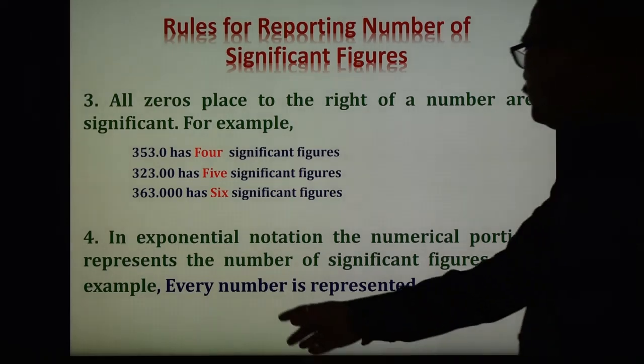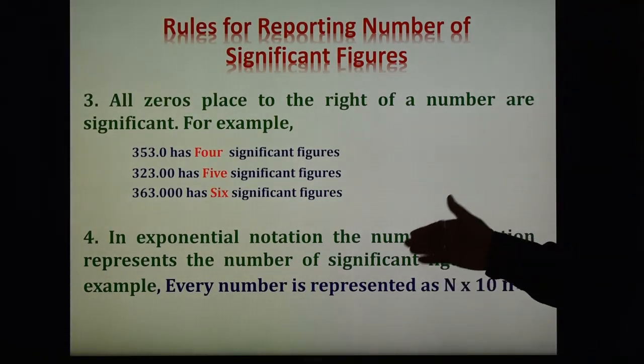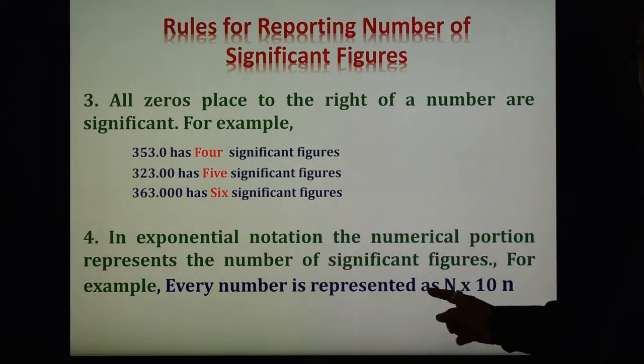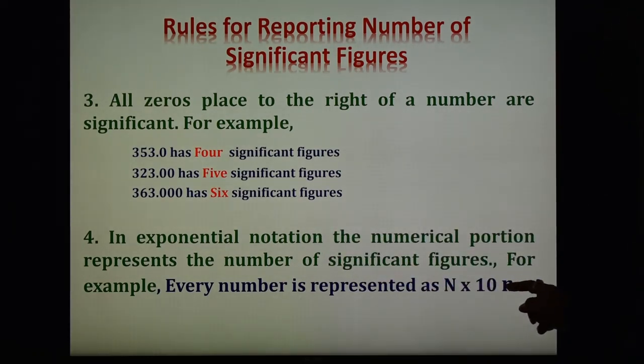For example, every number in scientific or exponential notation is represented as N × 10 to the power n. And this is the scientific notation. In this case, capital N is the number with a single non-zero digit to the left of the decimal point, and small n is an integer. Exponential notation is also known as scientific notation. These are quite useful in writing very small as well as very large mathematical numbers.